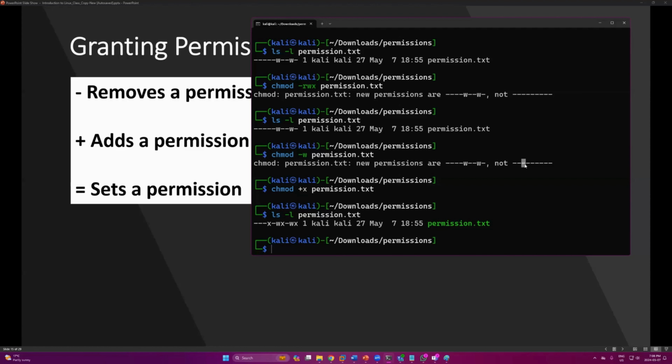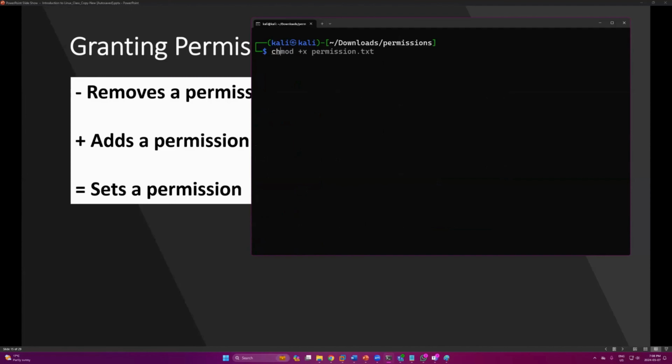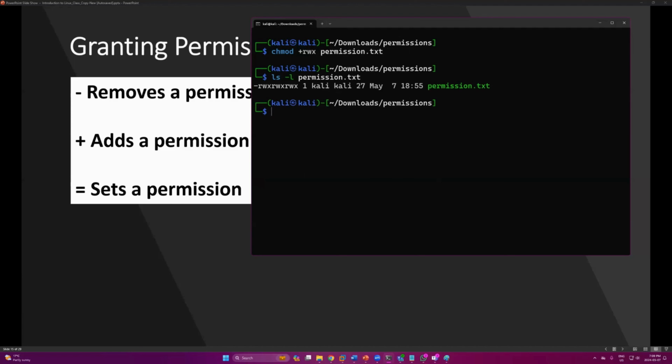Now, like I said, this is similar to adding and removing with addition and subtraction, right? So let me try something different that is really cool. I'm going to clear this really fast. I'm going to do plus read, write, and execute. Right, so if I do ls -l permissions, I can see I have every one of them, right?